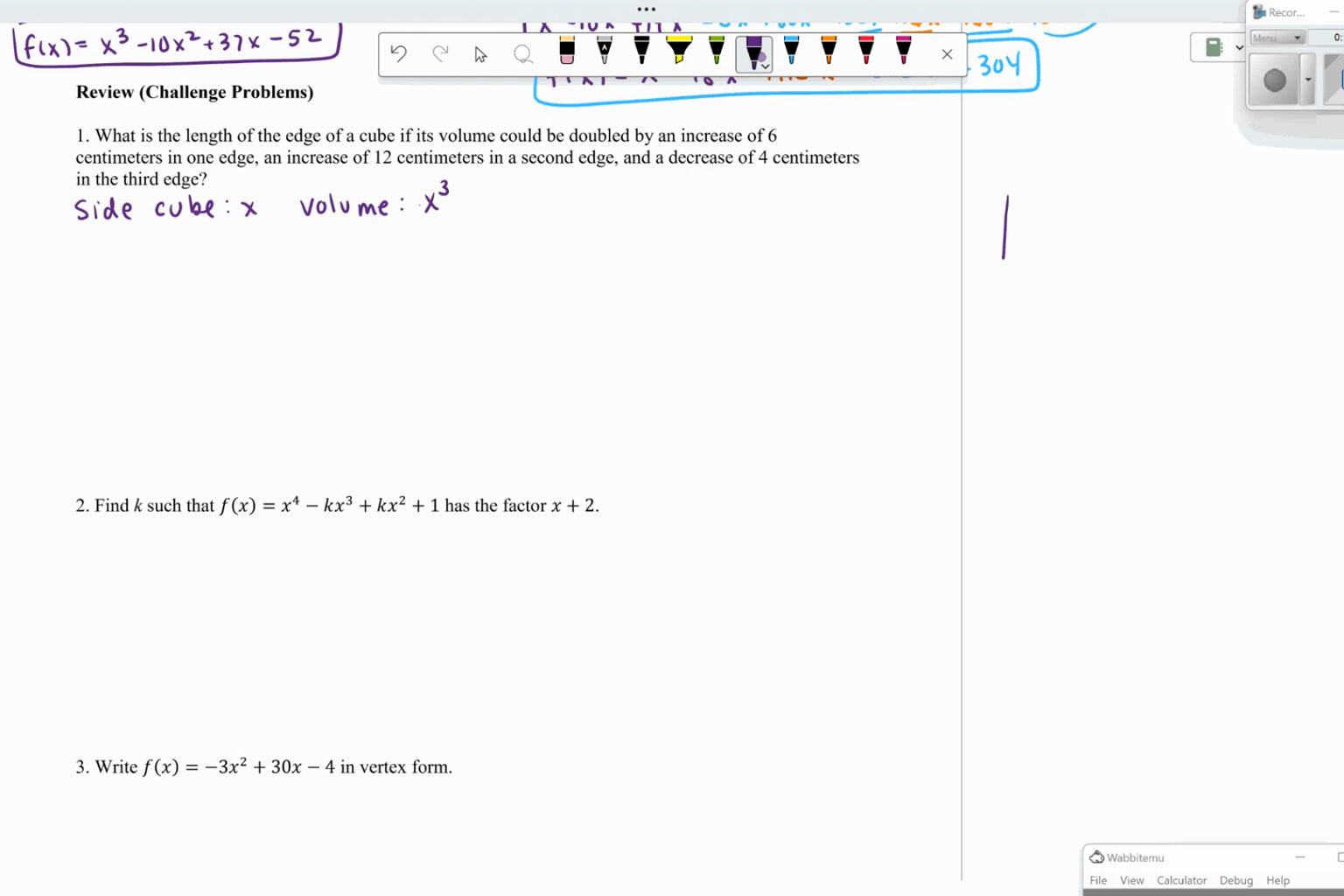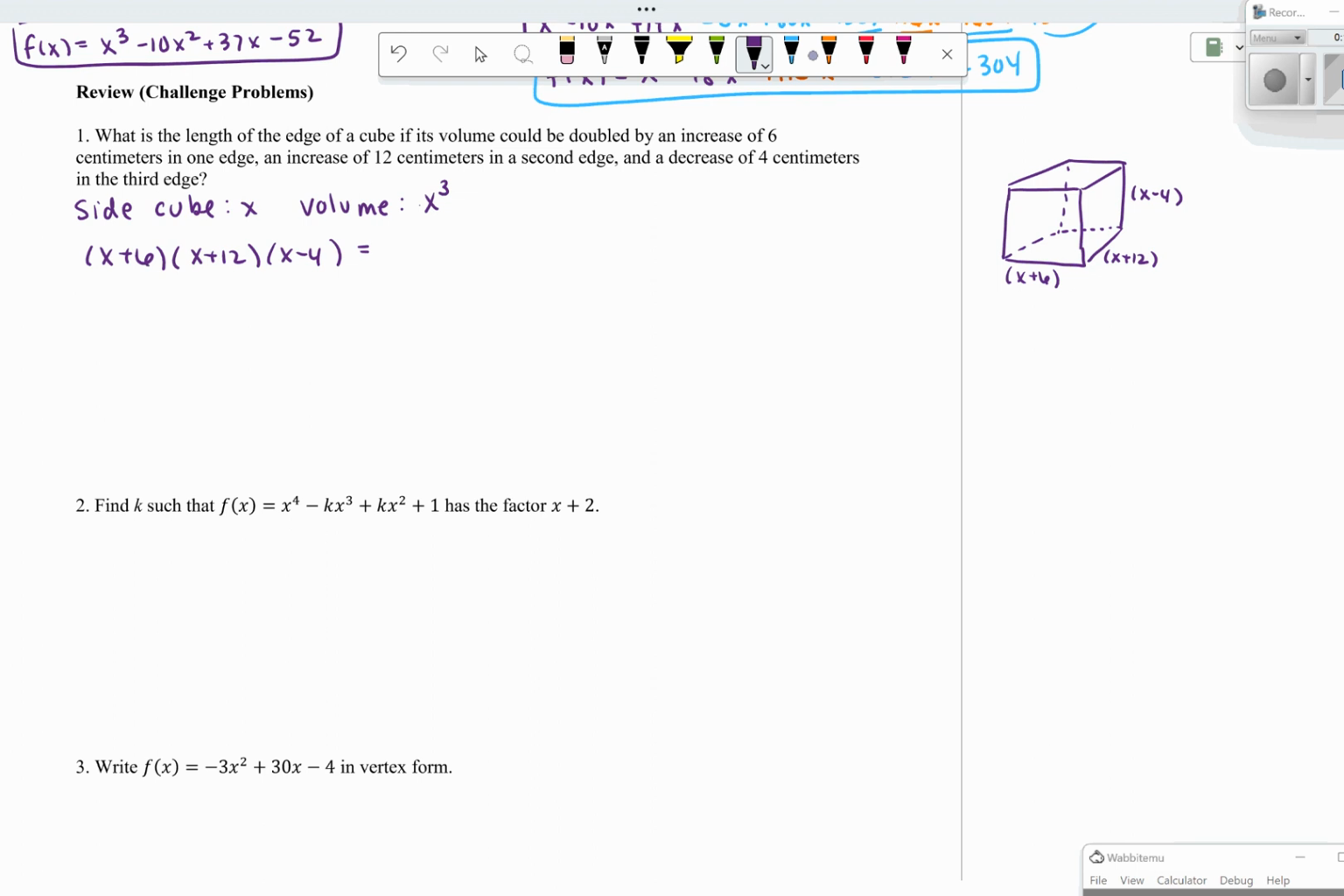So think about your cube here. So there's my cube. So we're saying, what is the length of the edge of a cube? The volume can be doubled by an increase of 6 centimeters on one edge. So this would be x, maybe plus 6 here. An increase of 12 on a second, so x plus 12, and then a decrease of 4 centimeters on the third edge. So let's say the height is x minus 4 now. That's our new length, width, and height. So we have x plus 6 times x plus 12 times x minus 4. And that's going to be equal to double the volume.